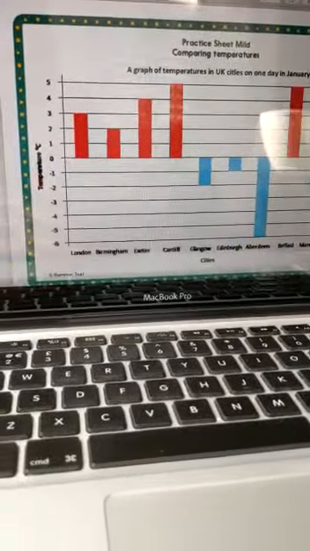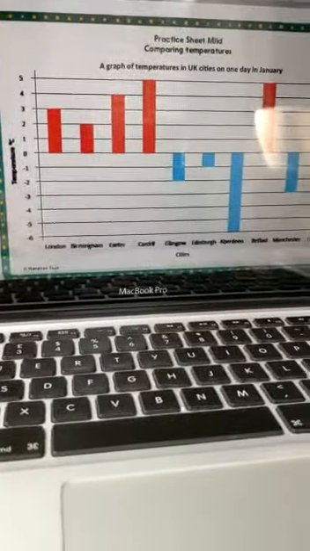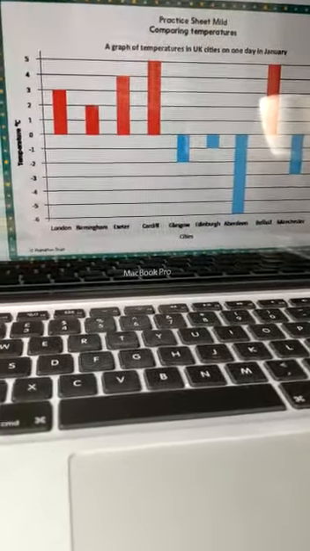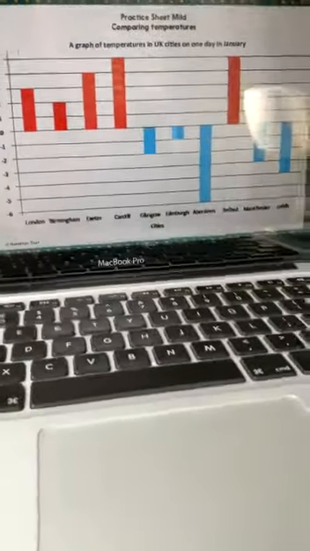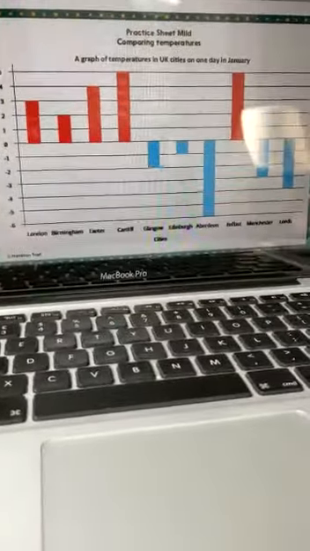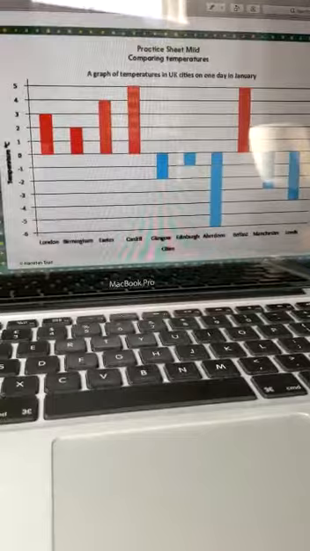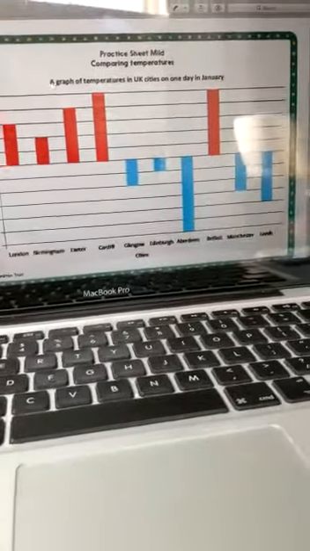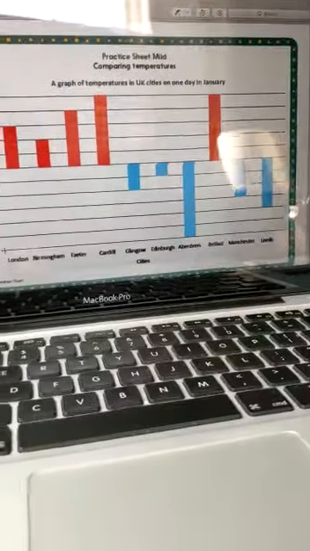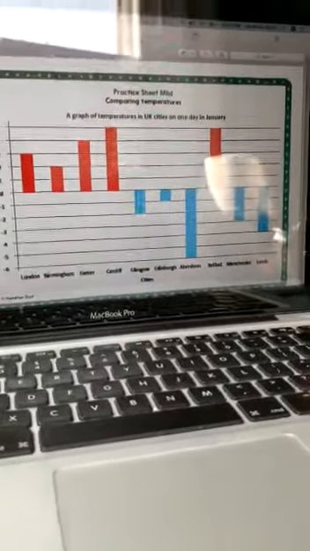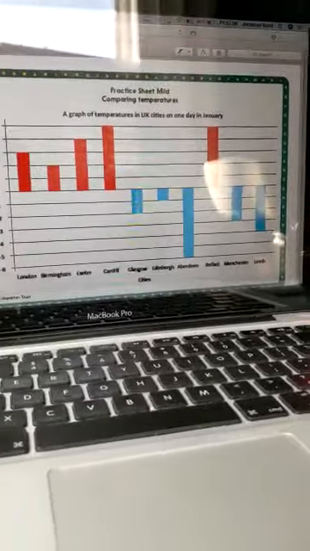Okay, maths day five is more comparing temperatures. And this is a graph that shows the temperature in UK cities on one day in January. I think I actually remember doing this exact piece of work earlier on in the year. You might not remember, I don't know. But I only want you to attempt this work today if you were okay with the negative number work yesterday. If not, just leave this be until we get back.